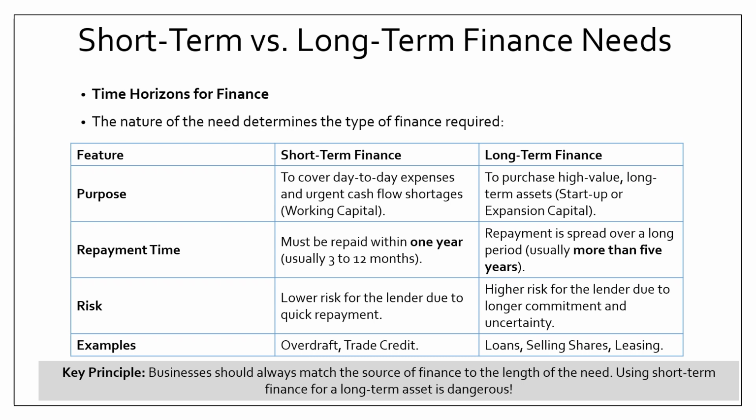Examples of short term finance are overdraft and trade credit. Examples of long term finance are loans, selling shares, and leasing. The key principle is businesses should always match the source of finance to the length of the need. Using short term finance for a long term asset is dangerous.